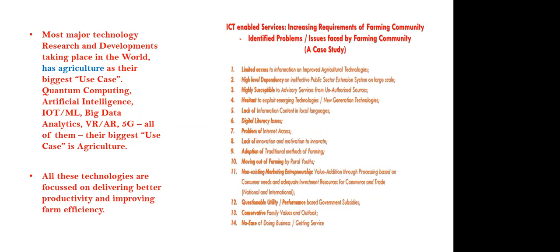But as far as India is concerned, this is a study which I have undertaken, that we have a lot of issues with respect to the farming community. We identified problems: limited access, high level of dependency, highly susceptible, hesitant, lack of information content in local language, digital literacy issues, problem of internet access, and so on and so forth. So on one side, agriculture is becoming a use case for major technology research and development, and on the other, India being an agrarian economy, we have the issues at the grassroots level.